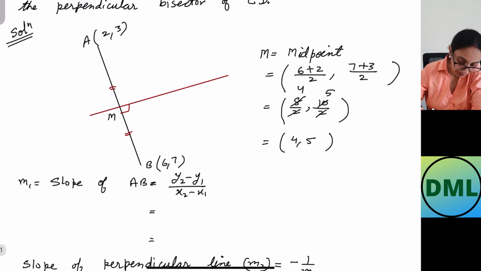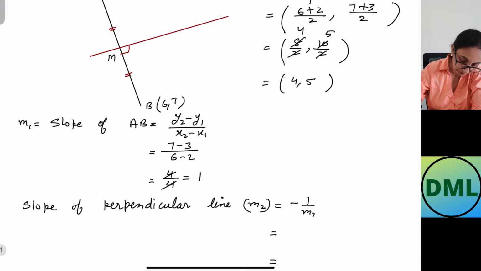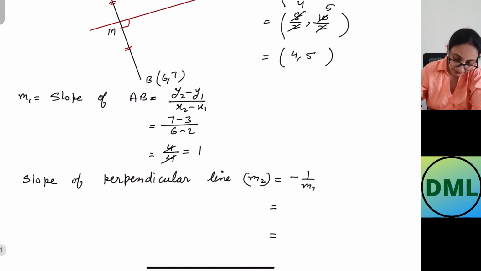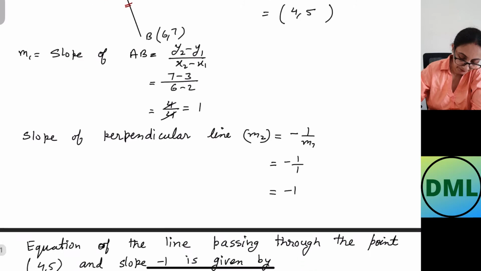Now we need to find out the slope of the line AB, which is m1. (y2 minus y1), 7 minus 3, over (x2 minus x1), 6 minus 2. So if I solve it here, it will be 4 over 4, which is equal to 1. Now, slope of the perpendicular line m2 is given by minus 1 over m1. Let's substitute the value here. Minus 1 over 1, which is equal to minus 1.